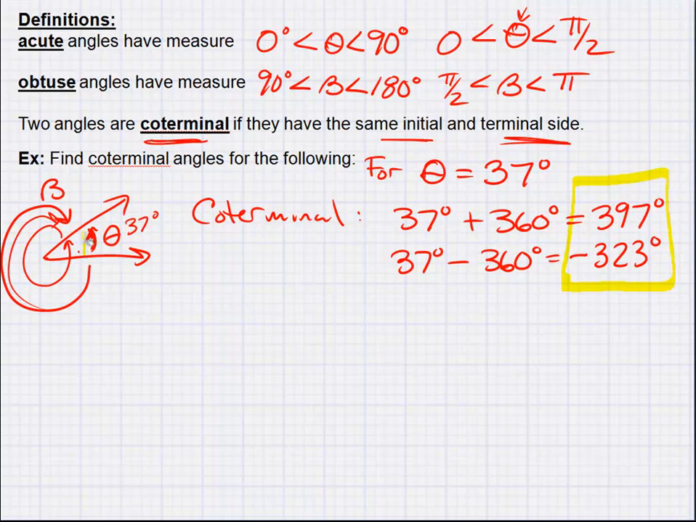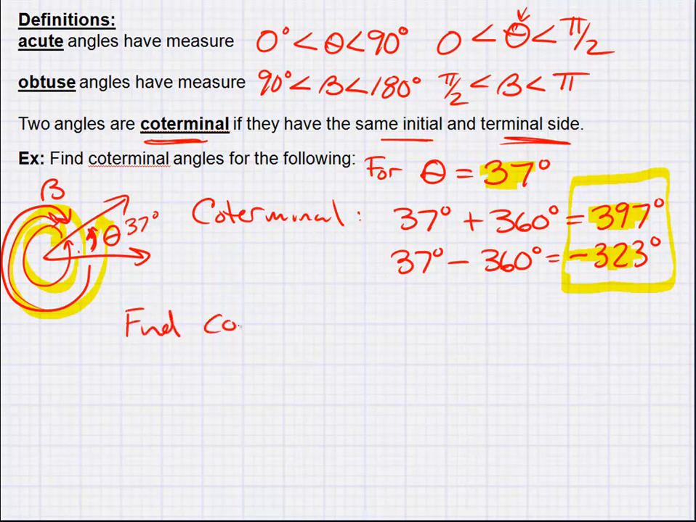397 degrees would be this angle that goes around like this and comes back and goes there. It's more than 360, and it's 37 degrees more than 360, so it's a full rotation plus another 37 degrees. Negative 323 would be the angle that starts here and rotates back this way and ends here. But they all start and end in the same spot. 37, 397, negative 323.